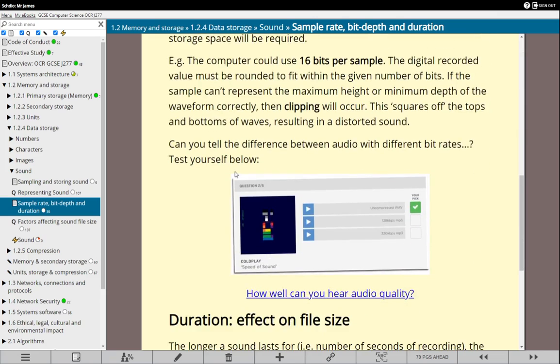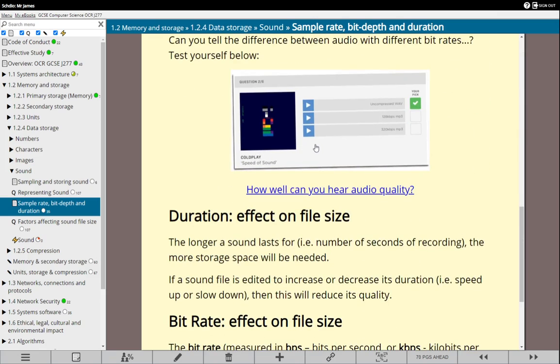And this website here is quite good at getting that point across, because there are different settings that are used to play back this Coldplay track, and you can see if you can tell the difference between the different settings that are used to play back the file.